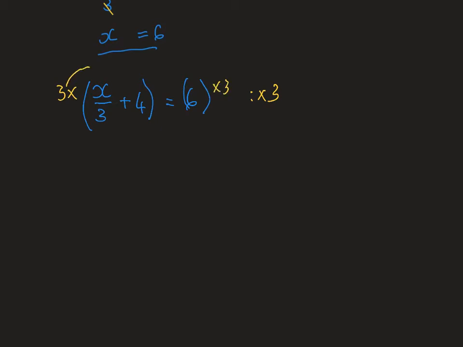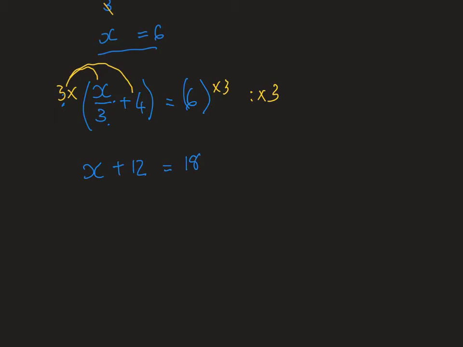Just remember that this means now that we need to multiply each of the things in the bracket, each term. So 3 times x over 3, the times 3 and the divide by 3 cancel, so the first one just becomes x. And then 3 times 4 is 12. On the right hand side we simply have 6 times 3, which is 18.